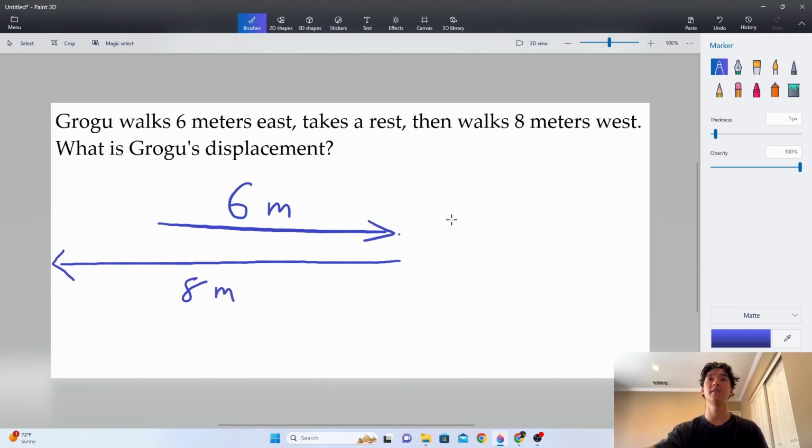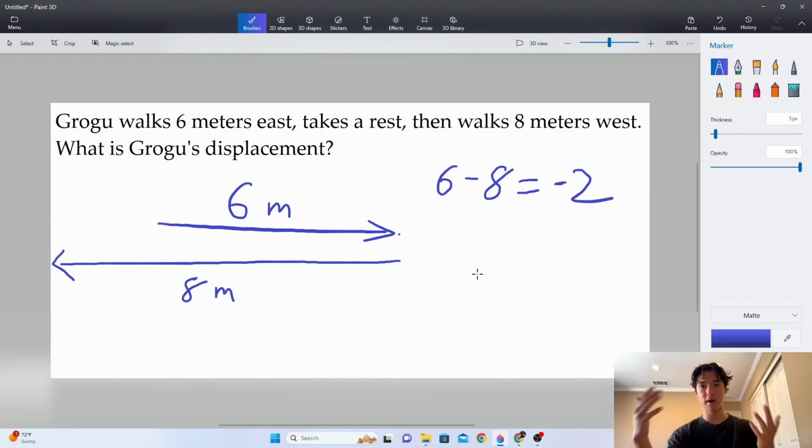So, like I said, east is a positive value. West is a negative value. So 6 minus 8 is equal to negative 2. So we just went 2 meters west, right? Which was probably pretty obvious for you guys. But yeah, we went 6 meters, and now we just went 2 meters farther to the west.